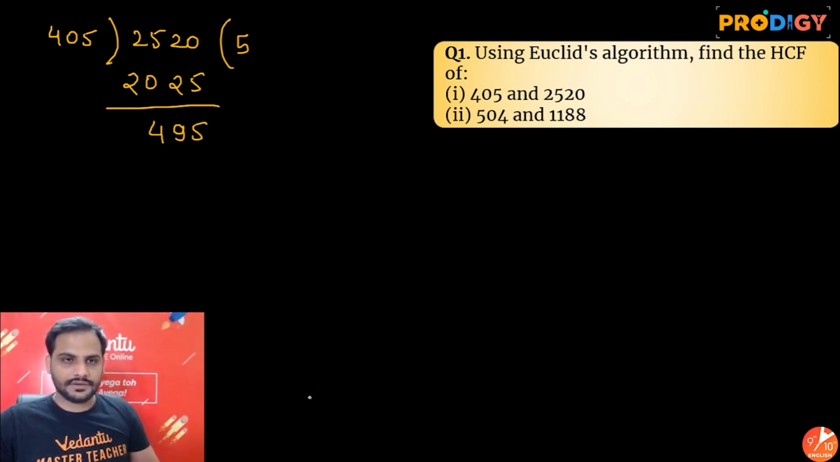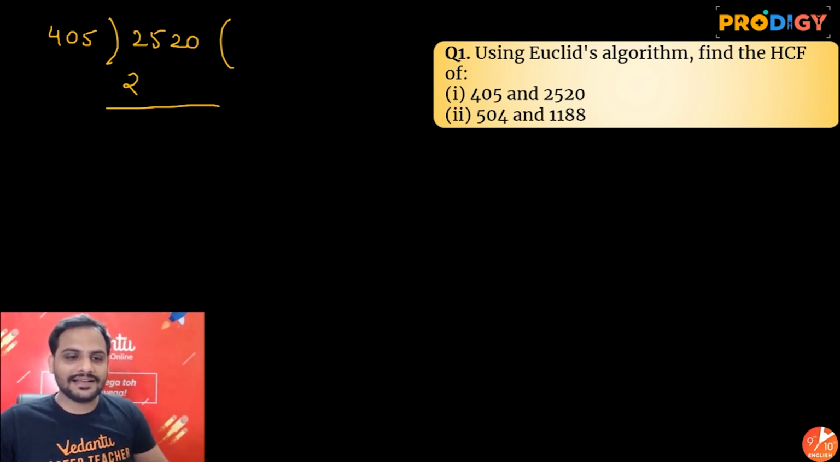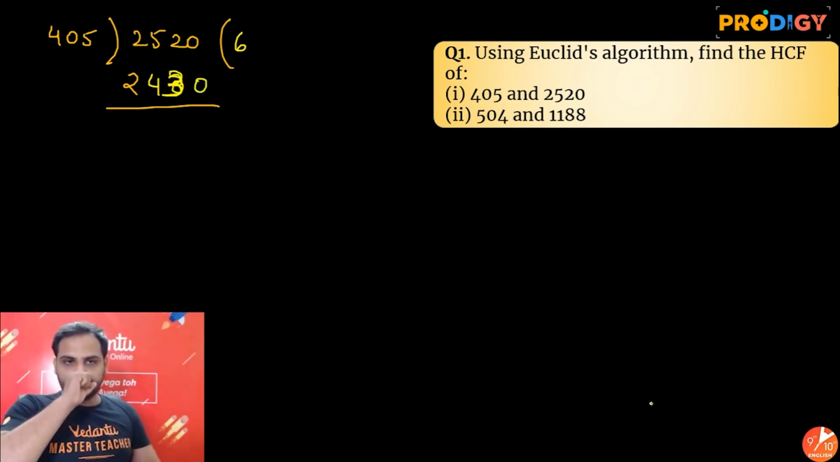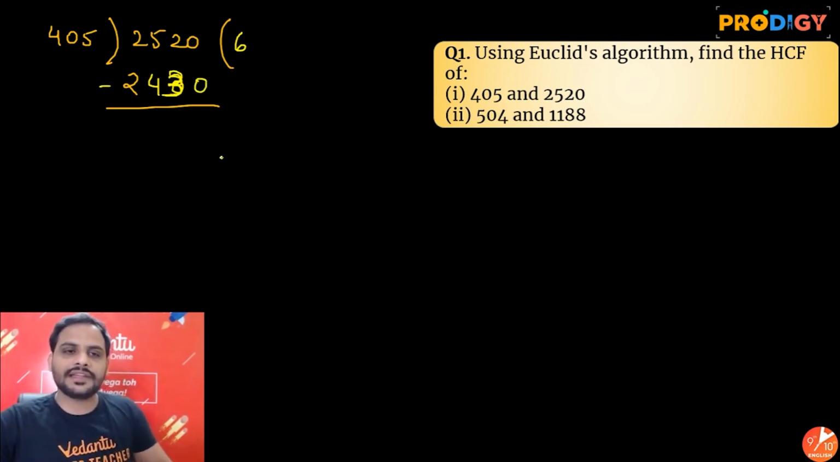Wait, is it 495? Oh, sorry, I have made a mistake. See, when the remainder is more than the divisor, that means I have made a mistake. Understand this? All right, so it will be 6 times. 6 times 405 is 2430. If I subtract them, I can see the remainder is 90.